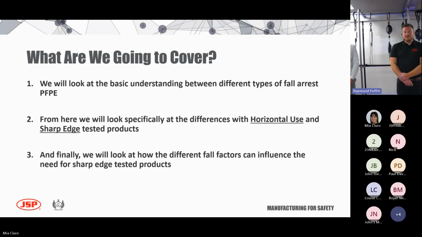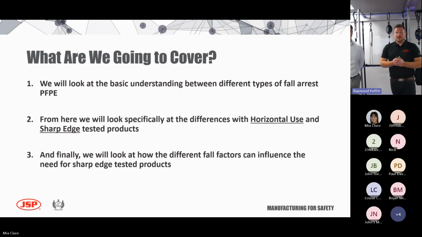So first of all, what we're going to cover: we're just going to look at a basic understanding of the different types of fall arrest and personal fall protection equipment. We'll include a little bit about the difference between fall arrest and restraint, though we're not going to cover too much detail. Specifically, then we will look at different types of products, aimed at horizontal use and sharp edge tested products, and what the differences are between those, just to give you an idea of how these work and what they look like. You will notice throughout the session they look very similar, but at the end of the day they are going to do different things.